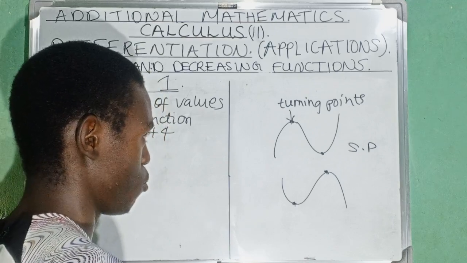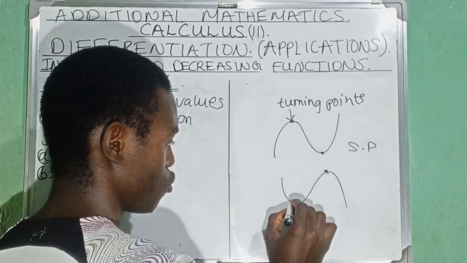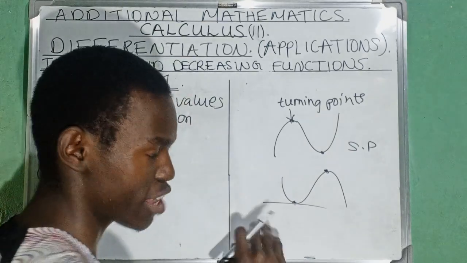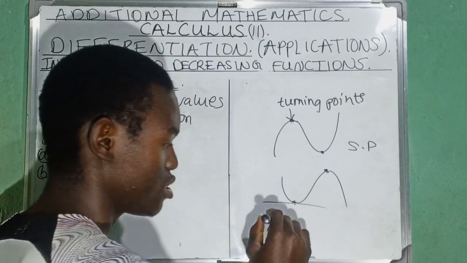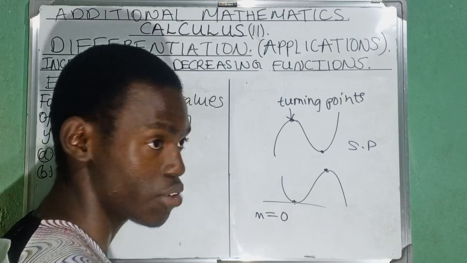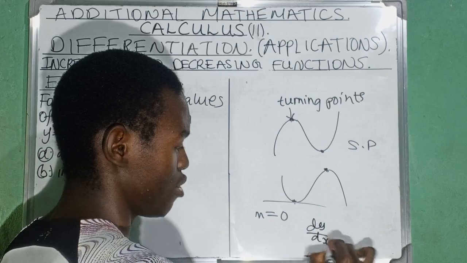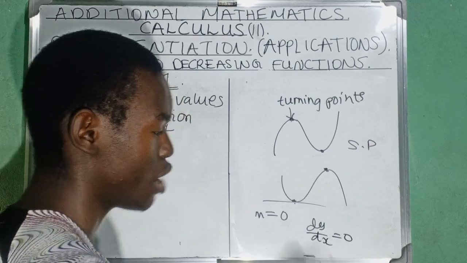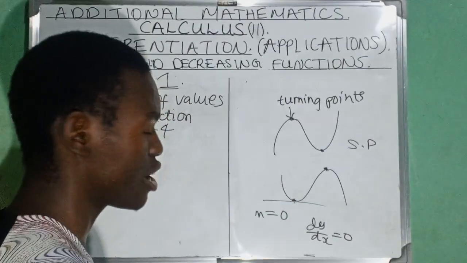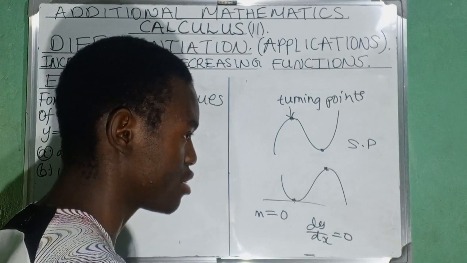So what we need to know is that at a turning point, if you draw a tangent, for example, a straight line touching the point right there, you will see that the line will be straight. This means that m, which is the gradient, is equal to 0. And if the gradient is equal to 0, it also means that dy/dx is equal to 0. So we are going to use this fact that dy/dx is equal to 0, because at dy/dx equal to 0, there are certain coordinates.